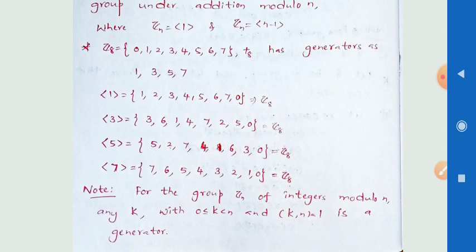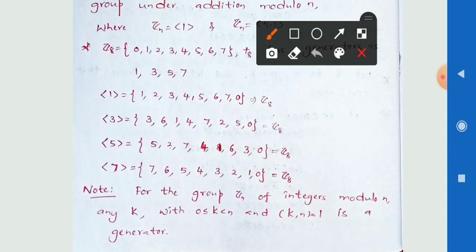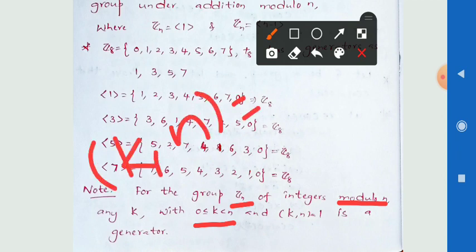Zn. Means here Zn is a group of integers modulo n, and if k is any element with 0 less than or equal to k less than n, and if the GCD of k comma n is equal to 1, then we can say that k is a generator of the given group.